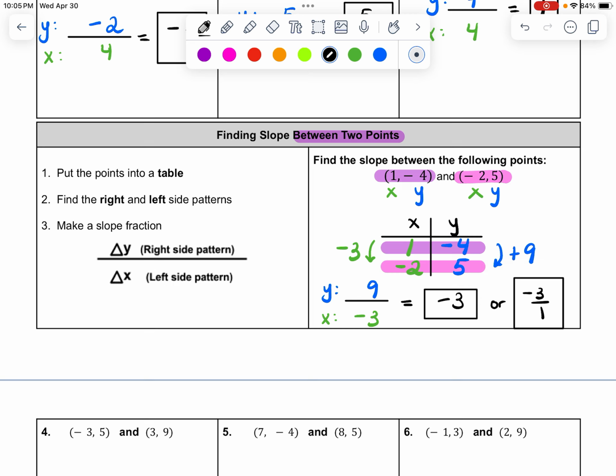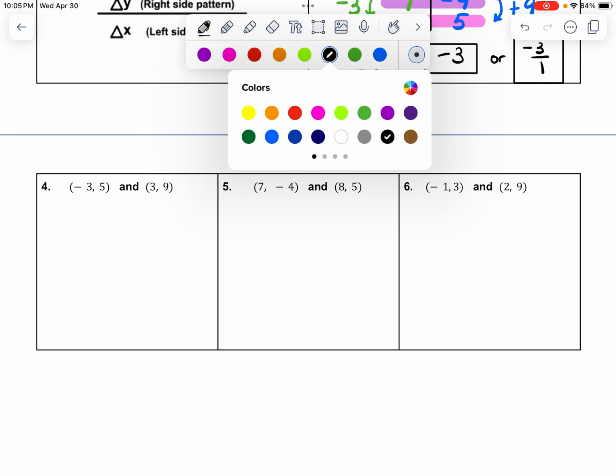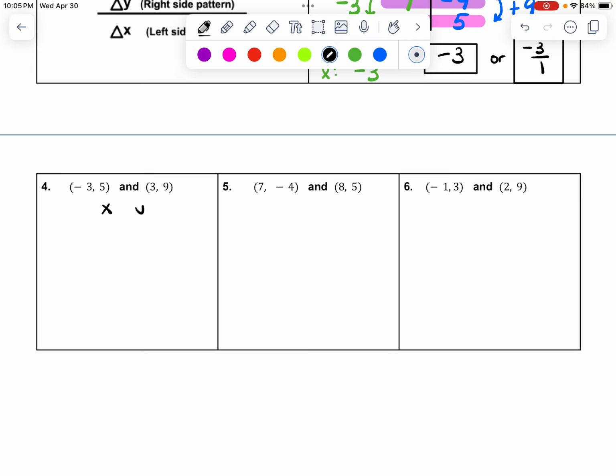Let's practice that a few more times. So for problem number 4, I would make a little table. Now again, the first point is going to be the first row of the table. So the -3 will go here, and the 5 will go here. The second point will be the second row of the table. So the 3 will go here, and the 9 will go here.